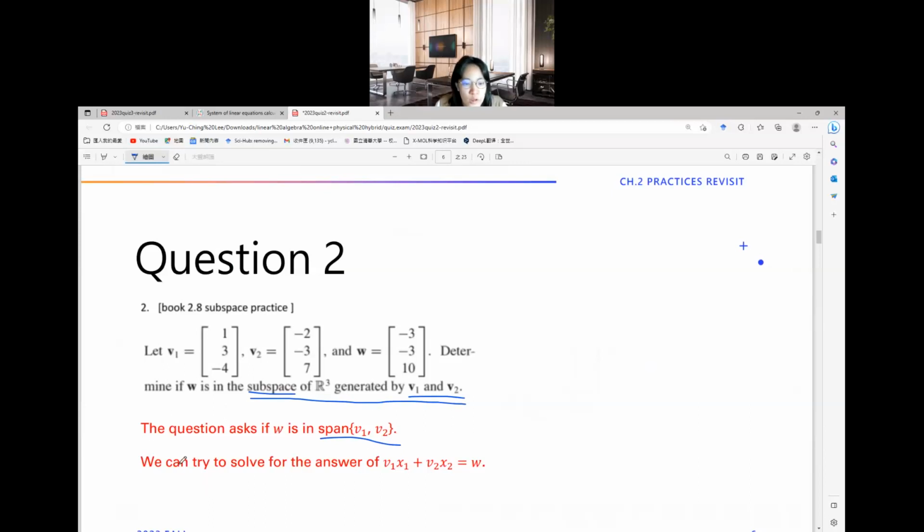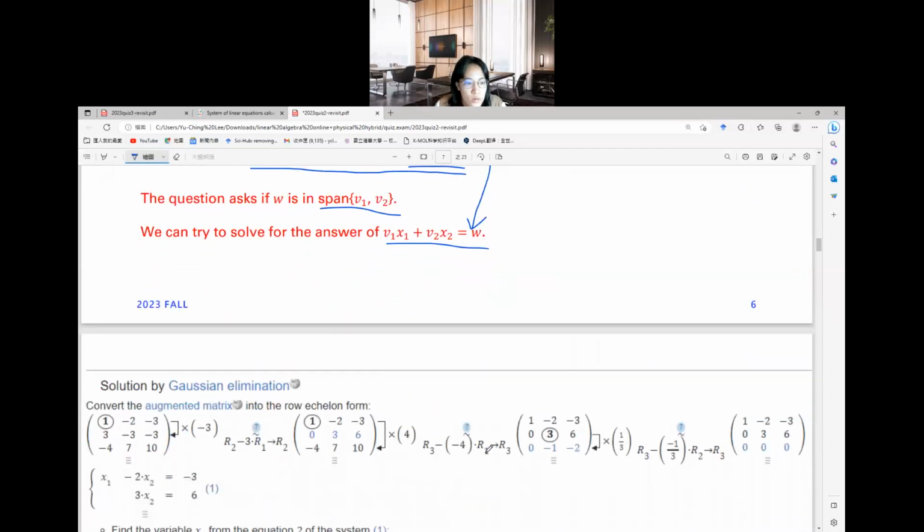We can try to solve for the solution of V1 x1 plus V2 x2 equals W, where W is now put in the right hand side of this linear system. And now I collect V1, V2, and W, and make it an augmented matrix. And then I perform the Gaussian elimination until I reach an echelon form. So this one is the echelon form.